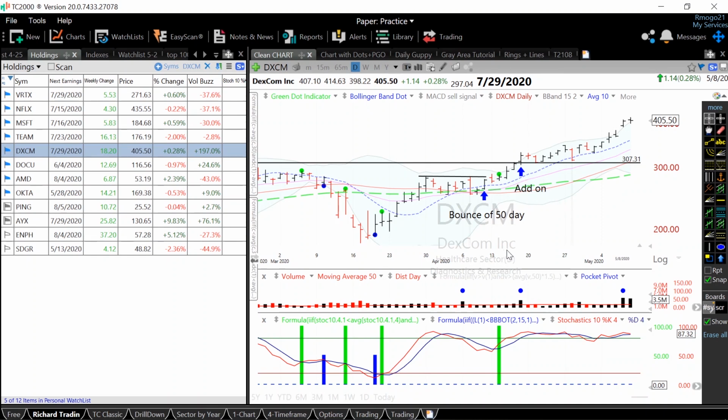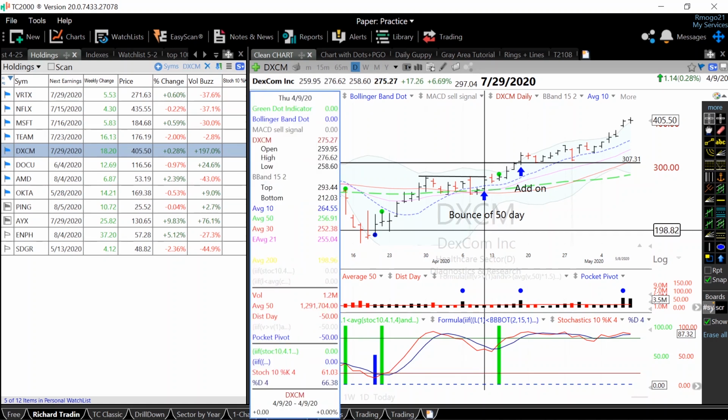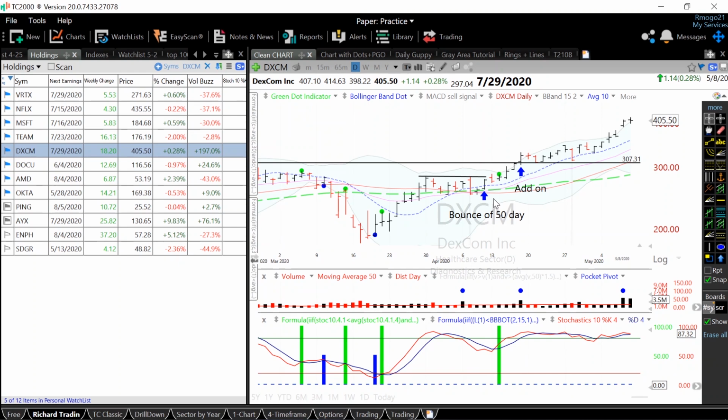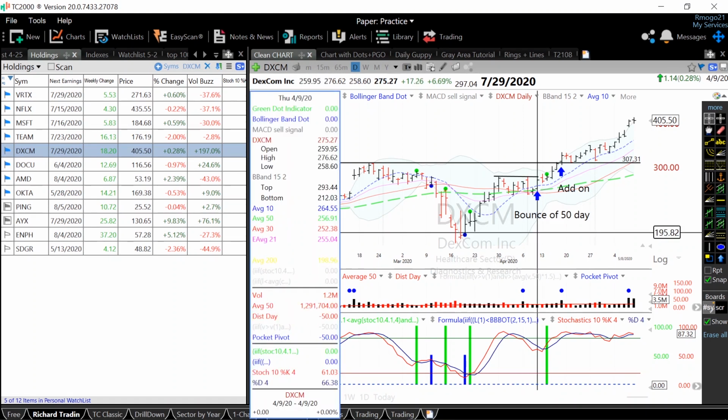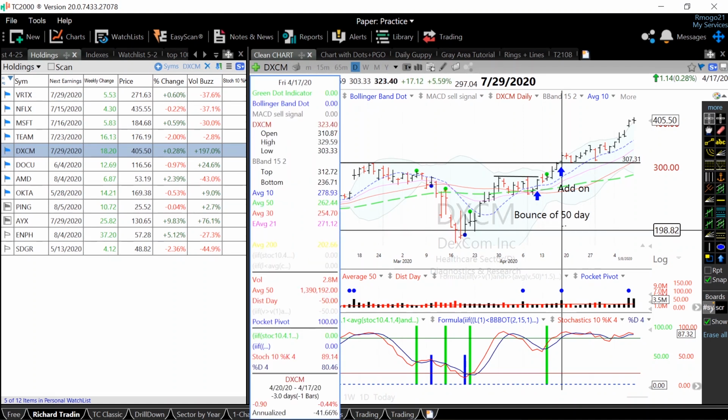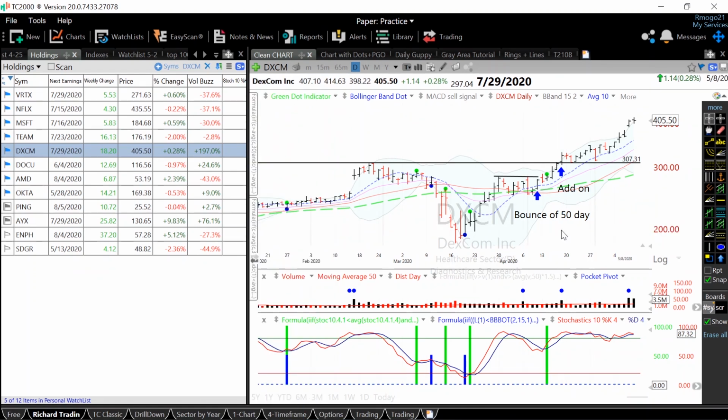And one more thing to talk about here is with these setups, if I start with a half position, actually this is exactly how I used these setups with Dexcom. I bought first on a bounce off the 50-day moving average, but then I added on right when it broke out into new all-time highs. So once it met this setup, I added a half. Then I made it a full position right when it broke through into all-time highs and met that pivot setup on above average volume.